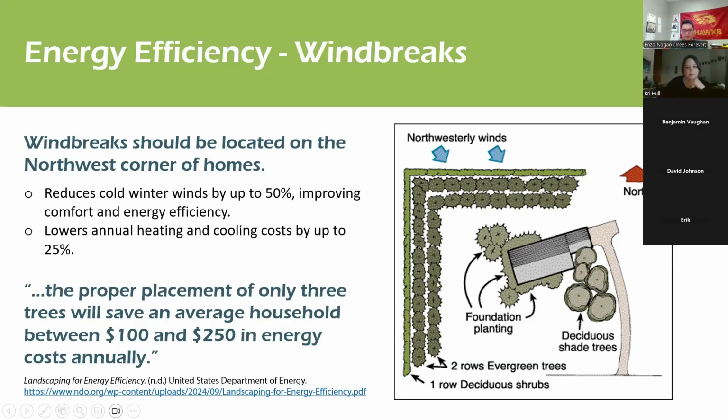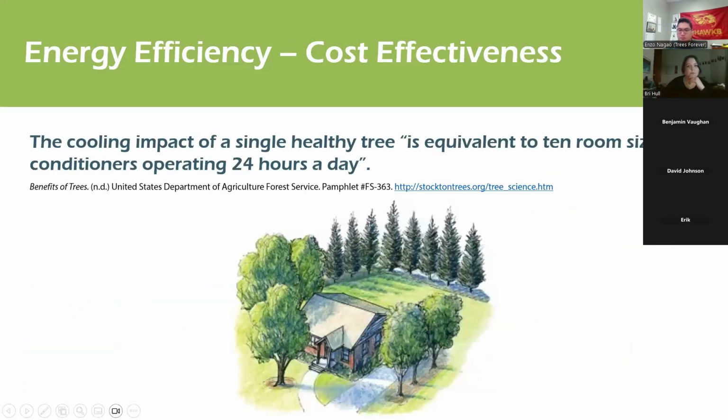So it's something to definitely think about, especially when you have a home, but also for public spaces and things like schools and daycares. And bouncing off of that, cost effectiveness is very important. So the cooling impact of a single healthy tree, and we want to highlight that, so make sure you were paying attention to Ben's presentation, that it is a healthy tree, is equivalent to 10 room-sized air conditioners operating for 24 hours a day. That was found by the USDA Forest Service, and it is available as a pamphlet. It's really interesting, the comparisons that we make to trees, but whatever makes it easiest.